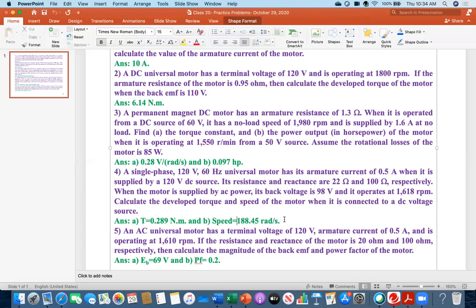Once you get that speed, use that speed information to calculate the torque. That was what I was telling Tyler, that first it is developed torque. Although the question says calculate the developed torque and speed, this does not mean that at first you have to calculate the torque. First you can calculate speed and then use that speed information to calculate torque. Okay, I also got the correct torque. Thank you.